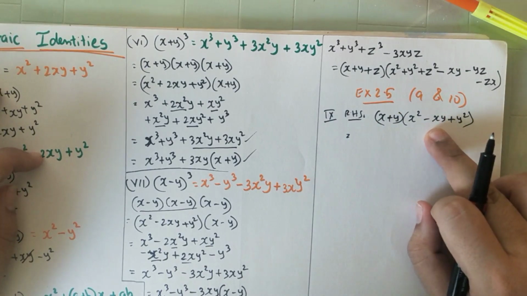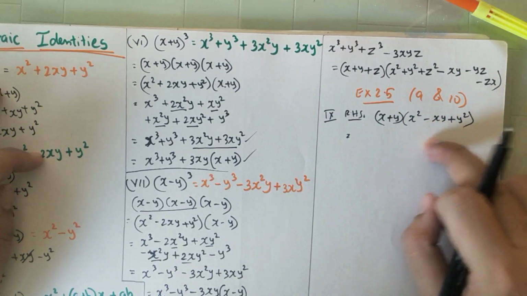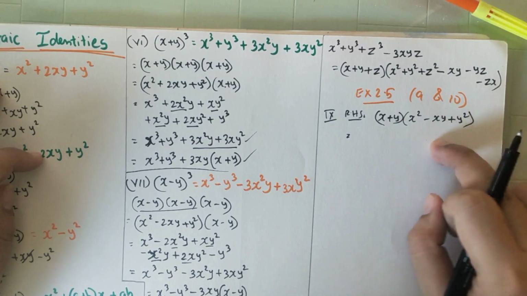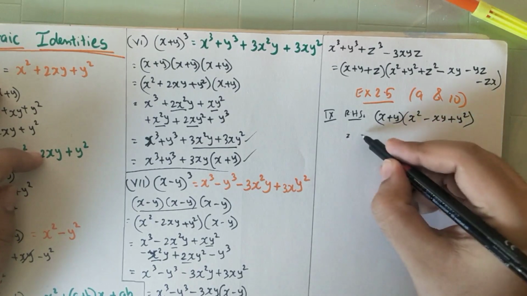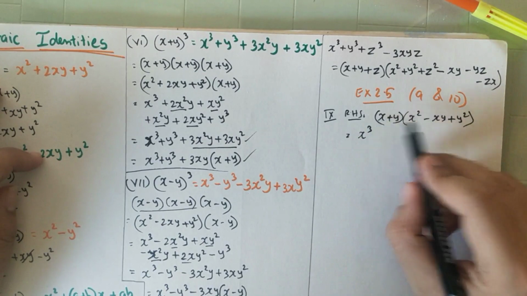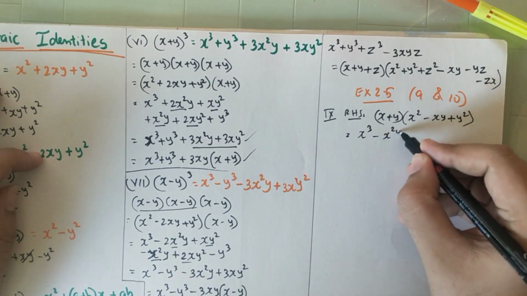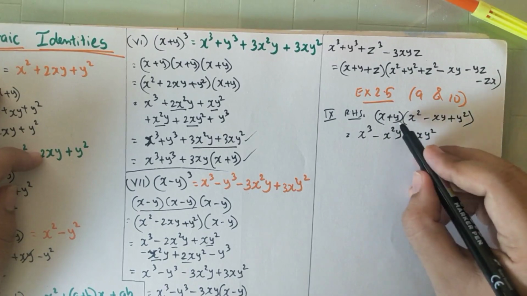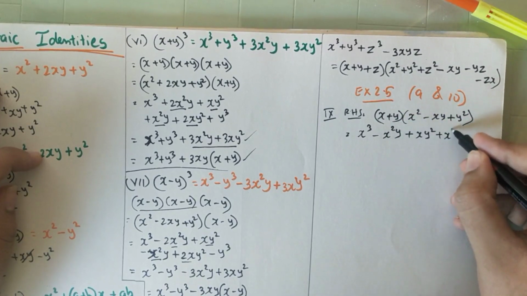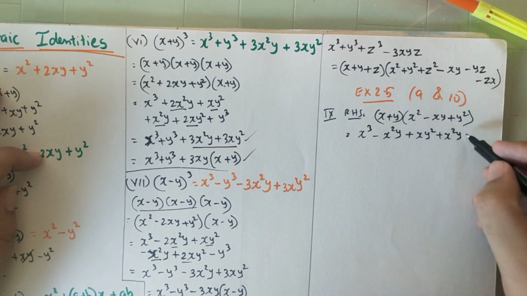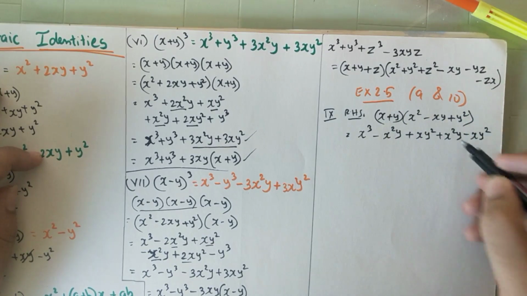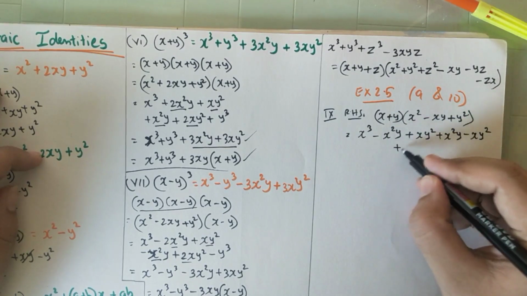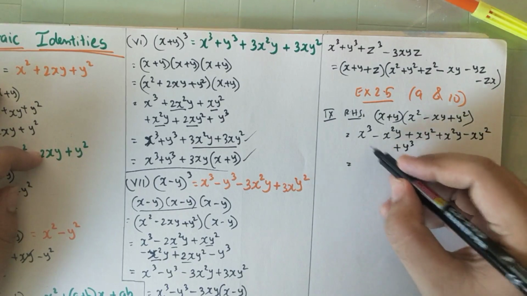Please focus, there is no 2 over here. Don't consider this to be x minus y whole square. This is not x minus y whole square. First term with the first term, so it will be x cube. First term with the second term, minus x square y. First term with the third term, plus x y square. Y into x square, that is plus x square y. Y into minus xy, that is minus xy square. Y into y square, that is plus y cube.